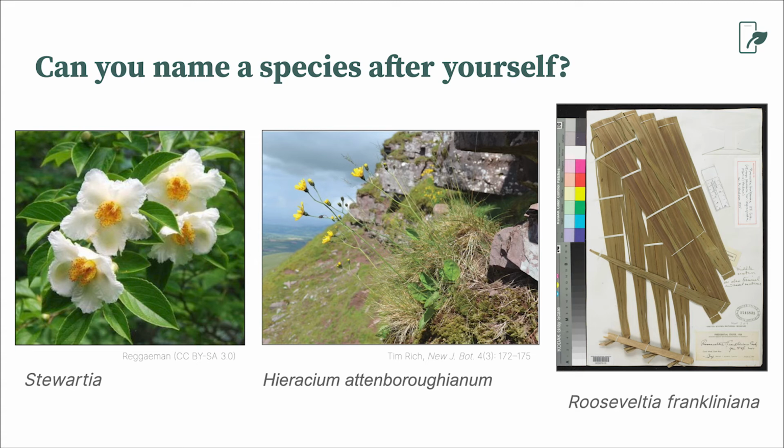So Stewartia was a genus that Linnaeus himself named after the Earl of Bute back in the 1700s. Hieracium attenboroughianum requires no explanation, but this plant was only discovered in the Brecon Beacons about 6 or 7 years ago, so very recent. And then Rooseveltia frankliniana, which was a name given by the Smithsonian, actually, not too long ago, and it's a very interesting palm. So there are some really cool and intriguing names out there.